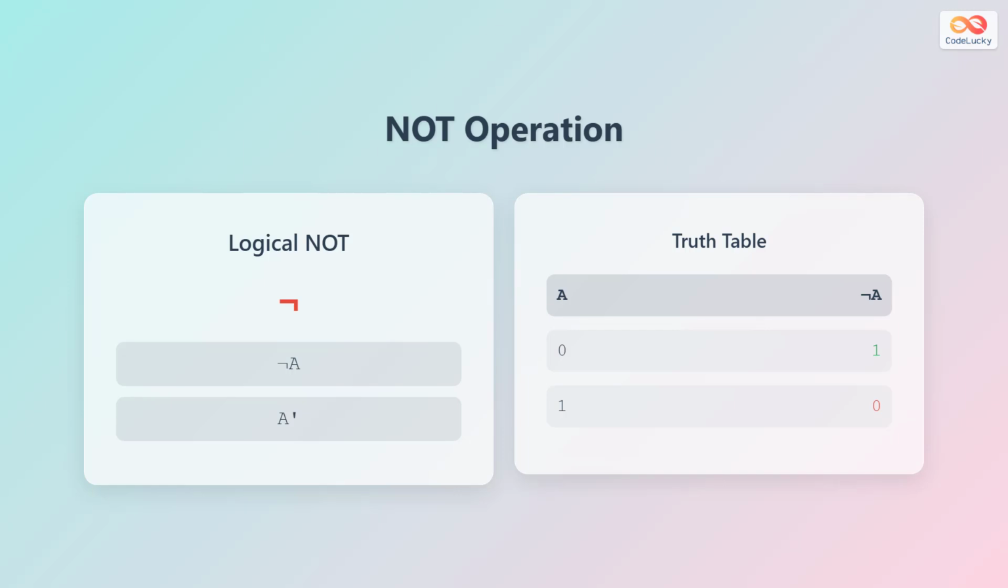The truth table for the NOT operation is simple. When A is 0, not A is 1. Conversely, when A is 1, not A is 0. The NOT operation simply inverts the input value.